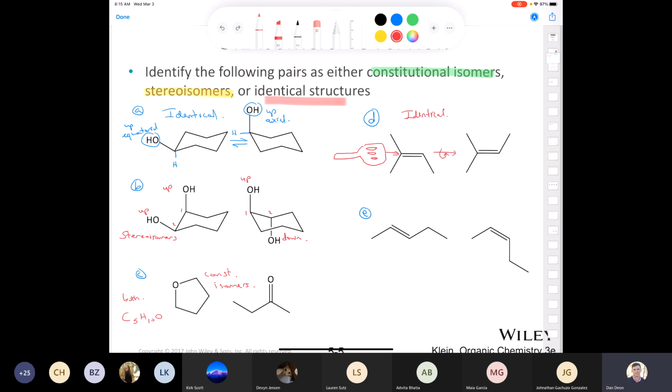Okay, and then the last one. What about this one, E? Does anybody have a feeling about this one? I think that most people are getting the hang of it. The last one, E. What would these be? Anybody have a feeling about E? Yeah, okay. So I'm seeing some people say that they're the same.